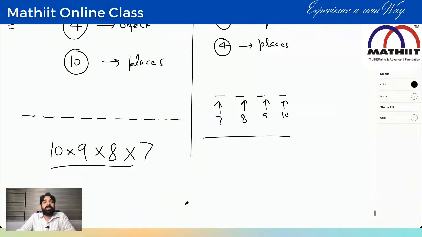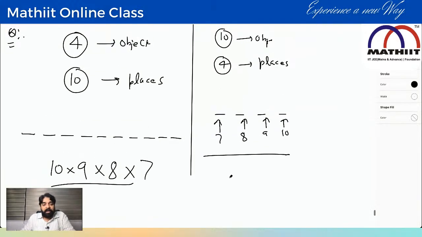What I am trying to teach you from this point is that nPr doesn't only mean n objects and r places. It can be that there are n places and r objects. Whichever is bigger, that will come in the superscript here. Did you understand this point? Is this clear to everybody?